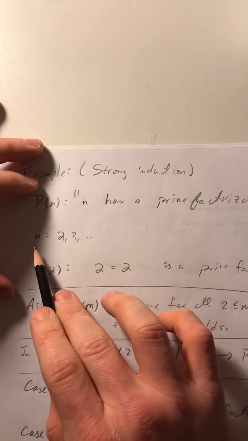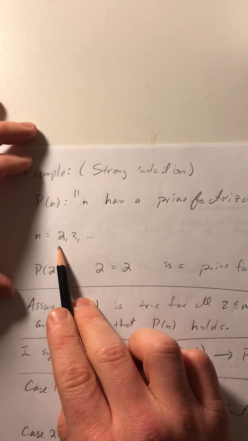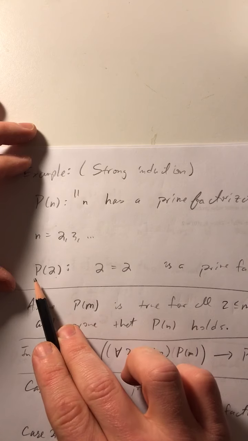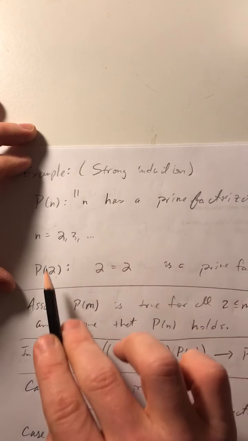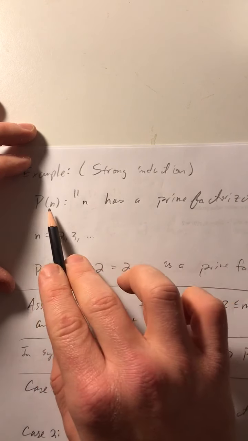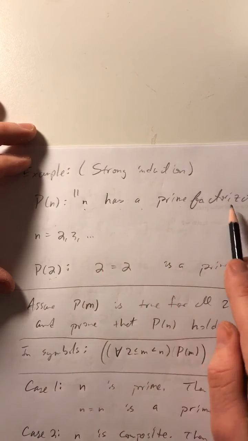Okay, so I prove the base case. My smallest n value is 2, so the base case is 2. So I need to prove P of 2. So how do I prove that 2 has a prime factorization? Right? So P of 2 is: 2 has a prime factorization.